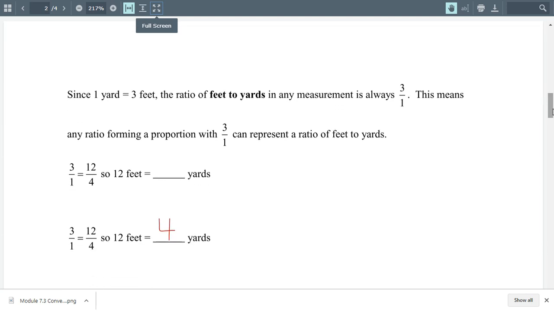Another ratio, if I gave you the ratio of 1 to 12, what measurements have a relationship of 1 to 12? 1 foot equals 12 inches. So if you see a ratio of 1 to 12, you know that the 1 represents feet and then the 12 represents inches.